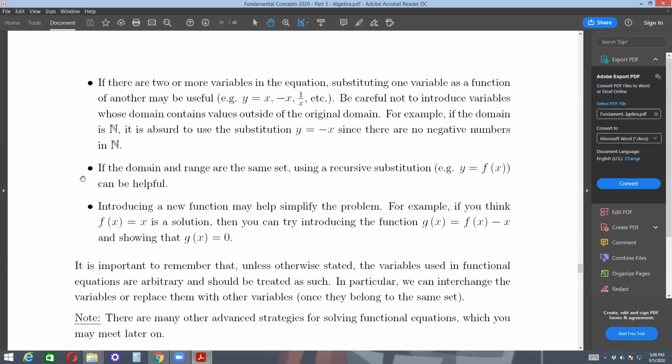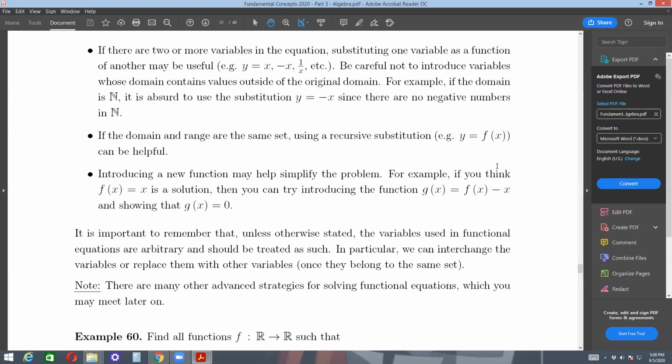So if the domain and the range are the same set, then using recursive relations like this, y is equal to f of x, can be useful. So usually that is the case. Usually you're talking about real numbers to real numbers. So you could do things like taking y is equal to f of x, right? And it might not be obvious right now how this will help, but we might see some examples with that just now.